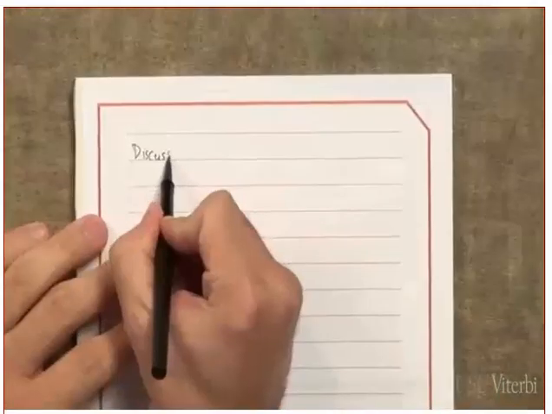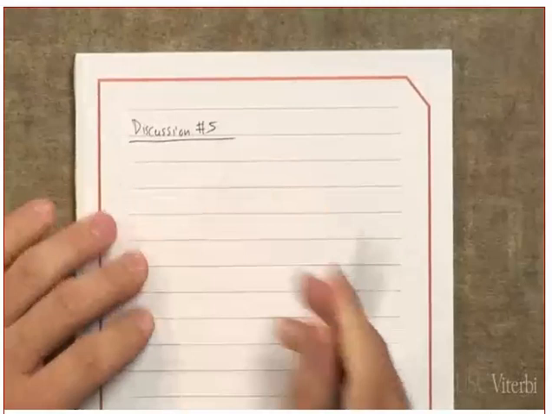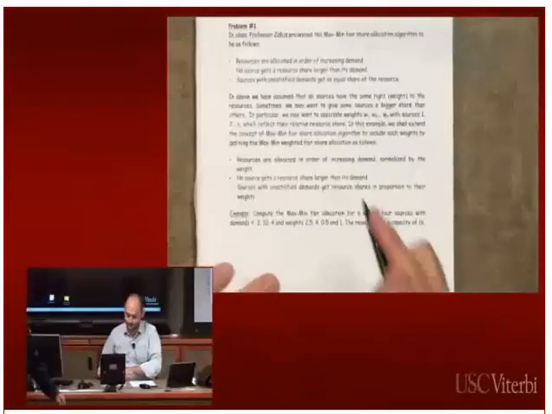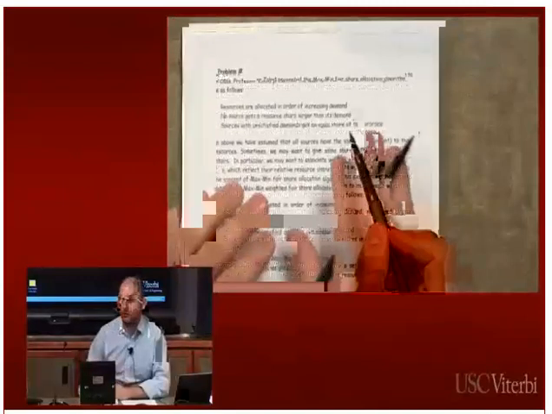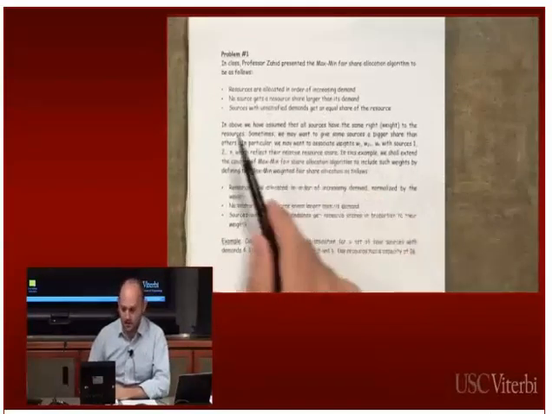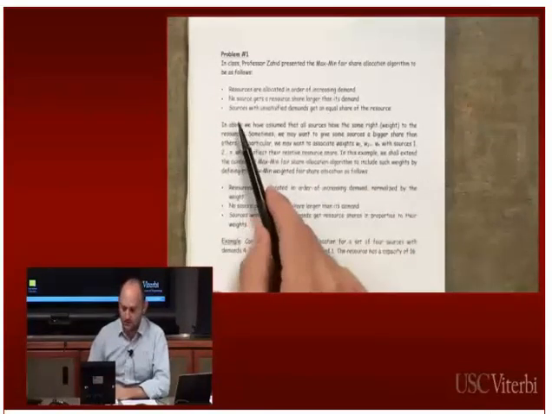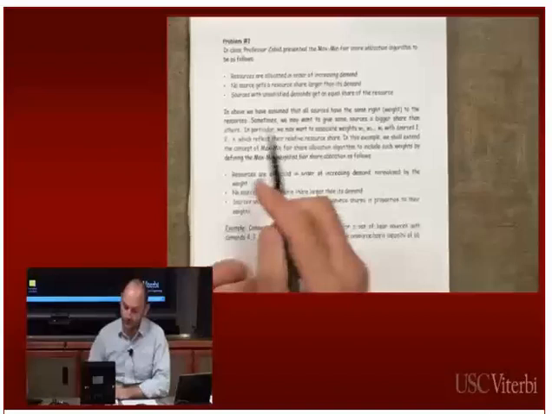All right, so what have we seen so far? In the fair share allocation algorithm, the resources are allocated in order of demand. No source gets a resource share larger than its demand, and sources with unsatisfied demand get an equal share of the resource. What we will see now extends this logic and supports weights, which means that each queue can have its own weight, and we allocate the resources proportionally to the weights.